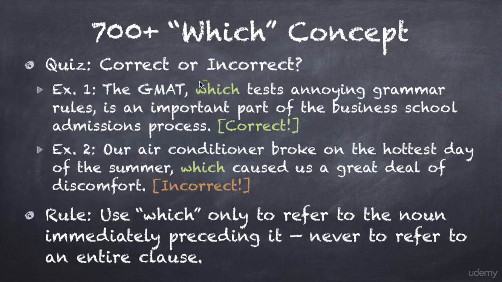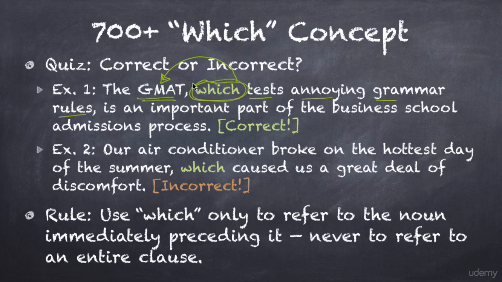Look at example number 1. Which introduces modifying information, specifically that tests annoying grammar rules. So what tests annoying grammar rules? Well, if I'm going to use the word which, that modifying information must be referring back to the noun immediately before it, immediately before the comma. And it does in this case, right? That makes perfect sense. It is actually the GMAT, a noun, that we are saying tests annoying grammar rules.